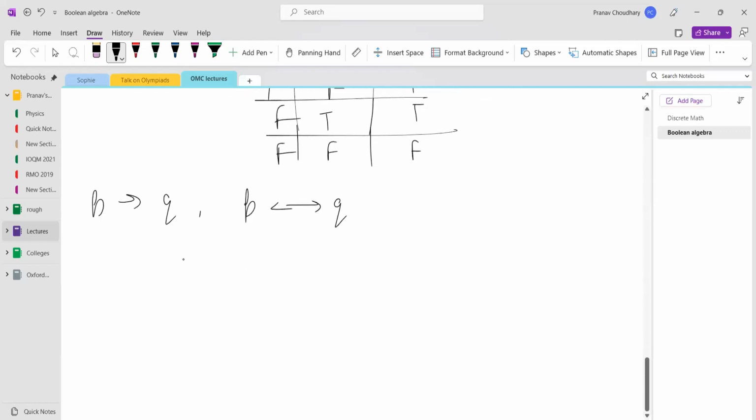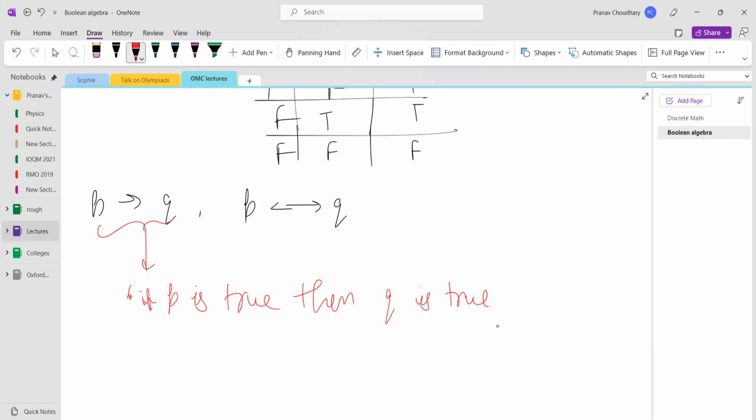So I'll just draw the truth table of these things. Or okay, you can draw the truth table. I'll just tell what the functions are. So P implies Q is: if P is true, then Q is true. Or you can try to draw a truth table, and if you want to, I can check it later. But this is not going to be useful for the lecture.